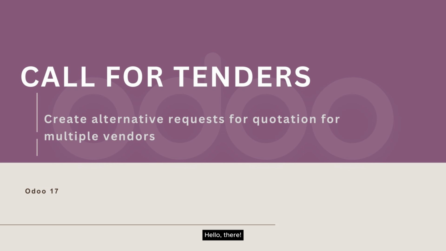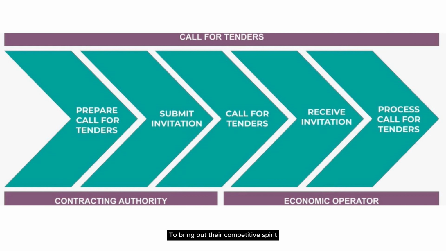Hello there. Like many businesses, Stilty Wood is always looking for the most interesting price for goods and services. To get the best price, creating some competition between our suppliers can be useful. To bring out their competitive spirit, Stilty Wood will use call for tenders. This is a special procedure to request offers from multiple vendors so we can choose the best to purchase from.